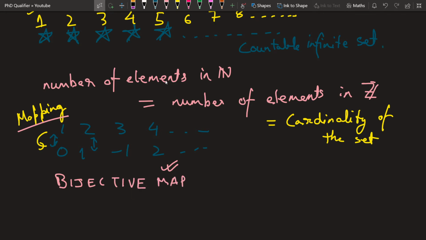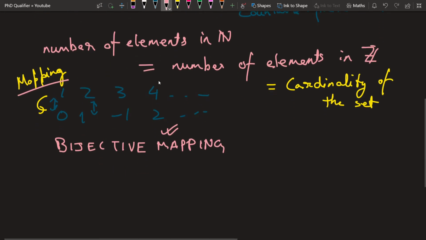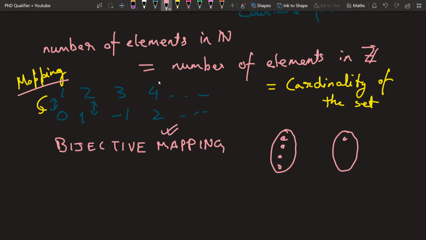So a little side note here. Bijective mapping is when you have these two sets and you're trying to correspond the elements of one set with the other. So for example, there are some elements in this set and there are some other elements in this set. Each element of set 1 is corresponding with another element of set 2, and that is bijective mapping.